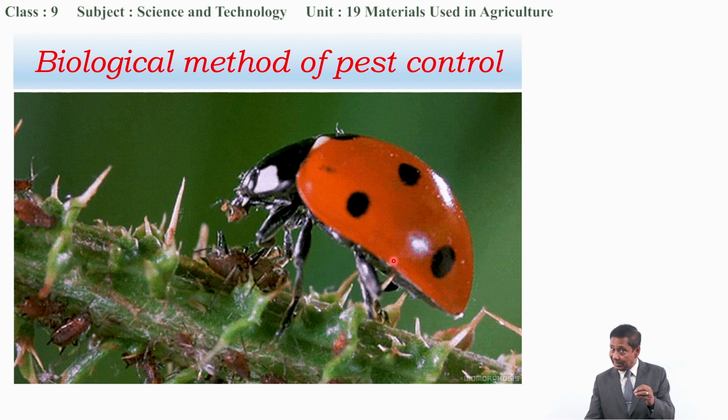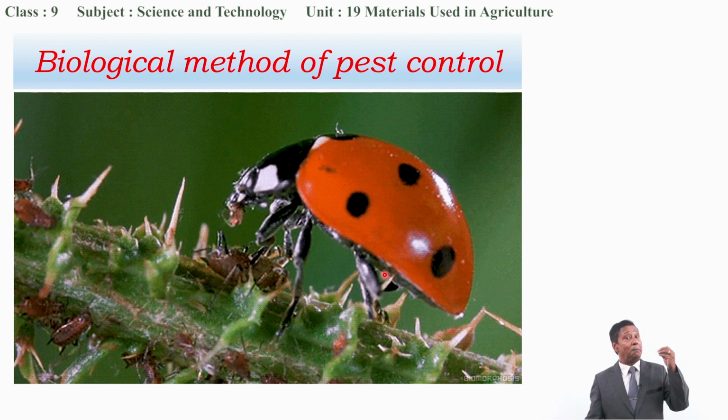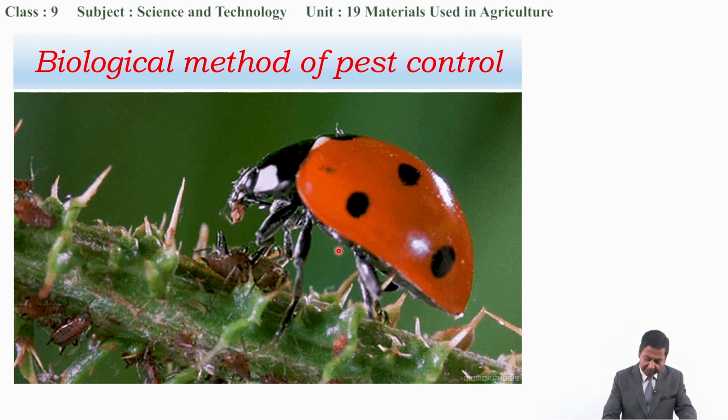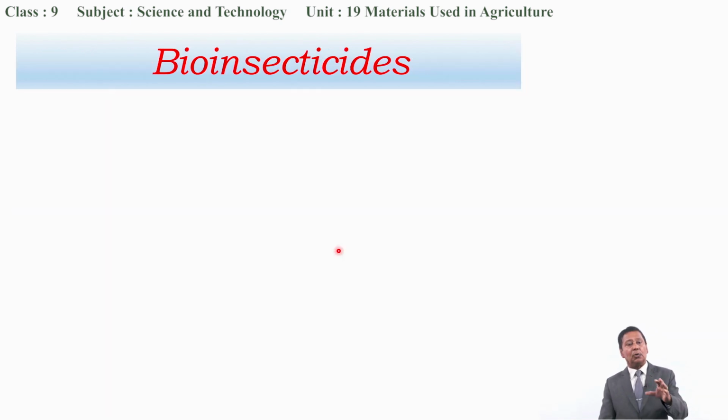We can use insects also, we can use certain bacteria that will infect the harmful insects and destroy them, and we can use selective birds also that will feed on those harmful insects. This is called the biological method of pest control. Now let's come back to bioinsecticide.